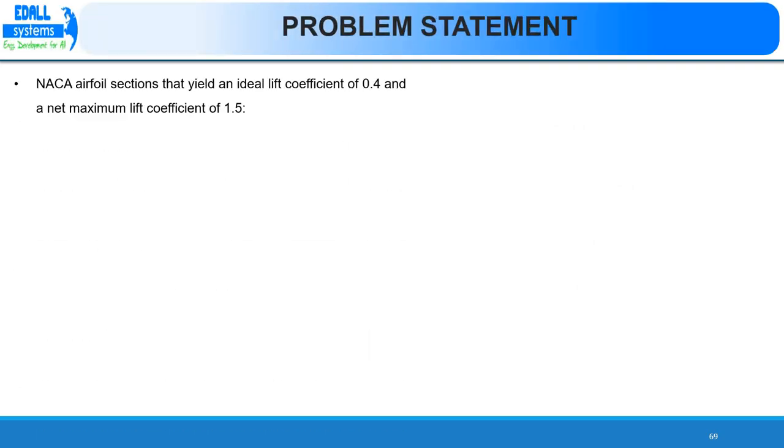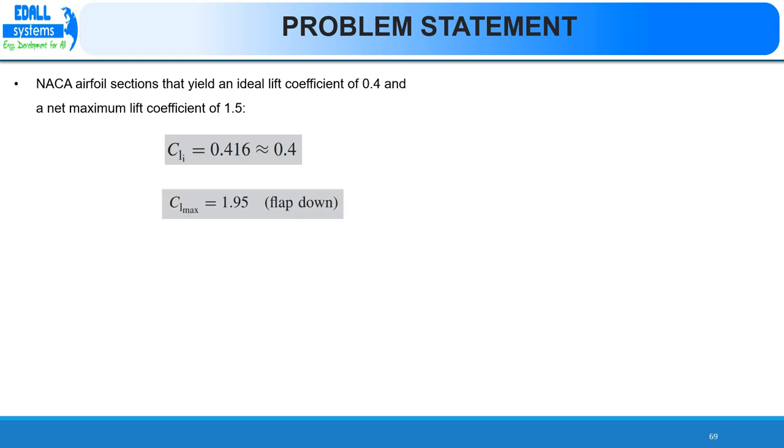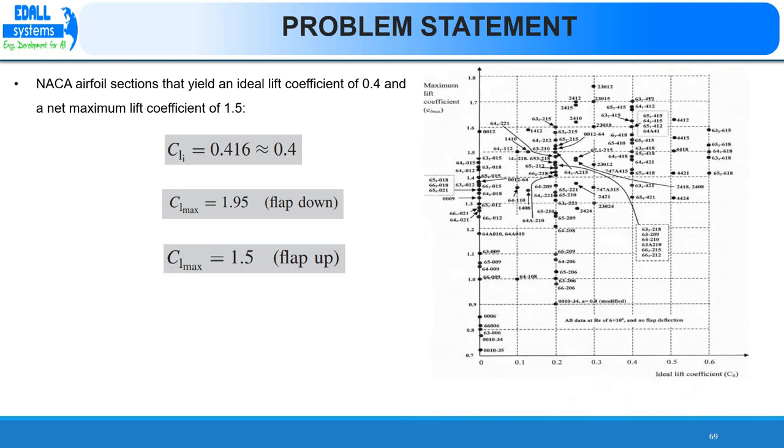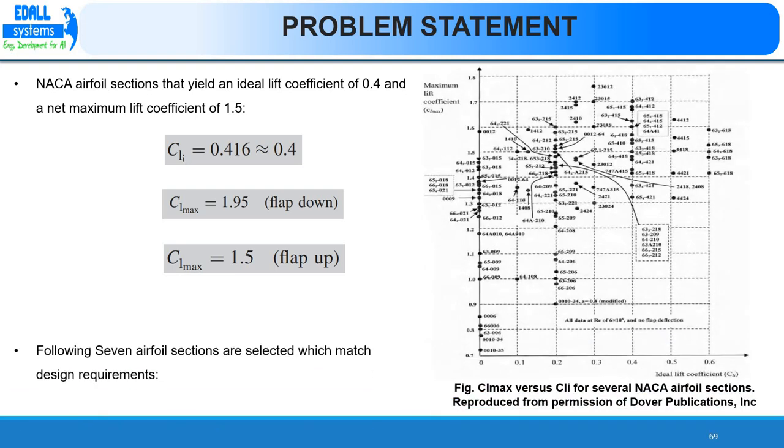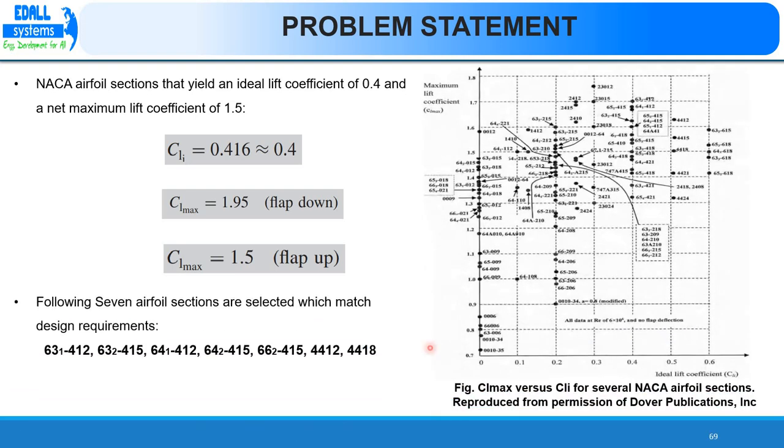First, we need to find NACA airfoils that provide ideal lift coefficient of 0.4 and net maximum lift coefficient of 1.5. From this figure, these 7 airfoils whose characteristics match to our designing requirements, CLI and CL max values are selected.